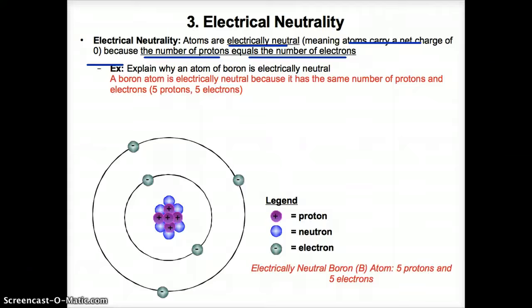The example asks us to explain why an atom of boron is electrically neutral. Based on what we know, a boron atom is electrically neutral because it has the same number of protons and electrons. That's our official explanation.